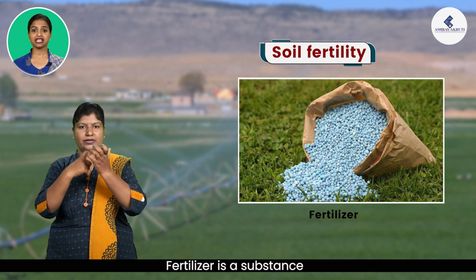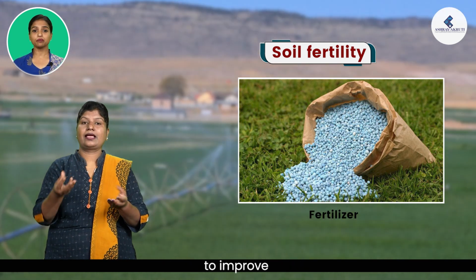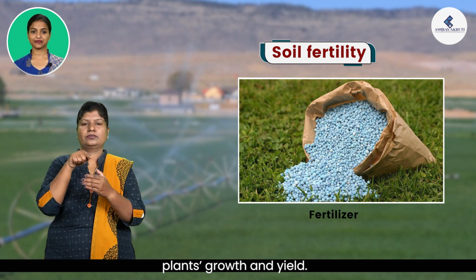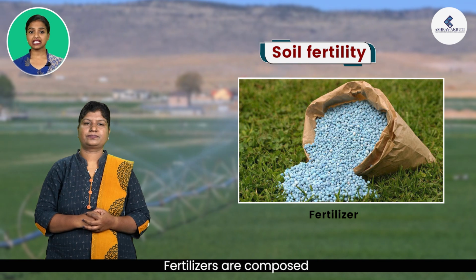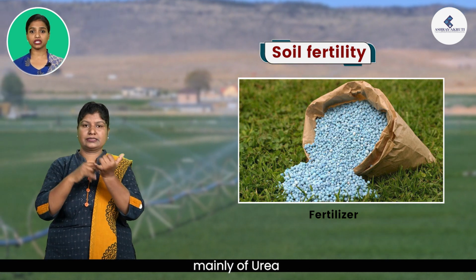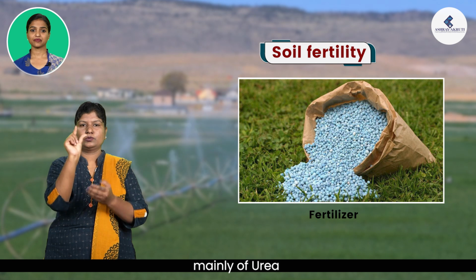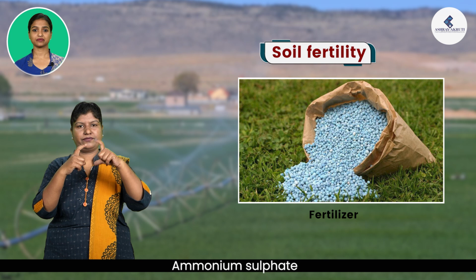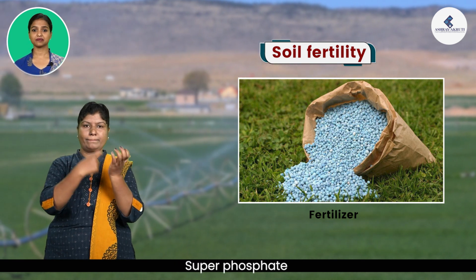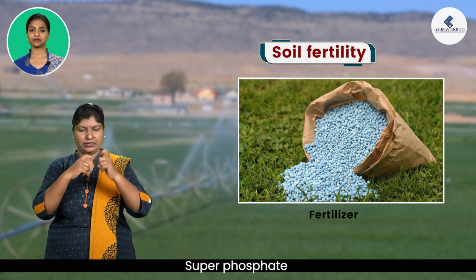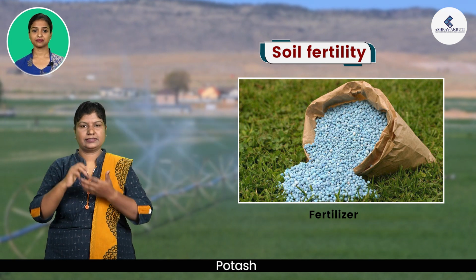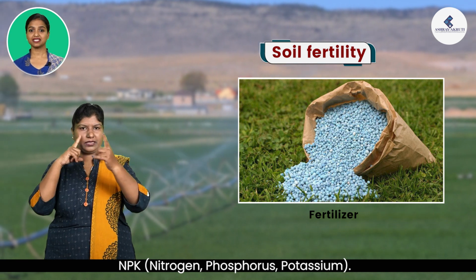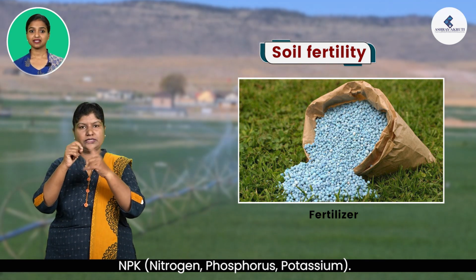Fertilizer is a substance that is added to the soil to improve plants' growth and yield. Fertilizers are composed mainly of urea, ammonium sulfate, superphosphate, potash, and NPK, that is nitrogen, phosphorus, and potassium.